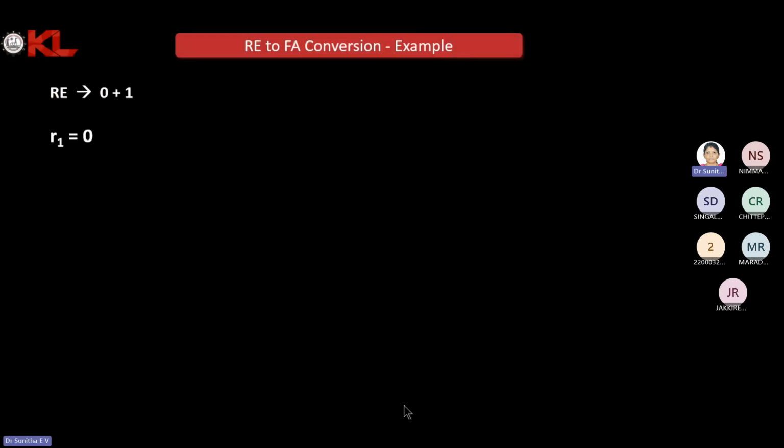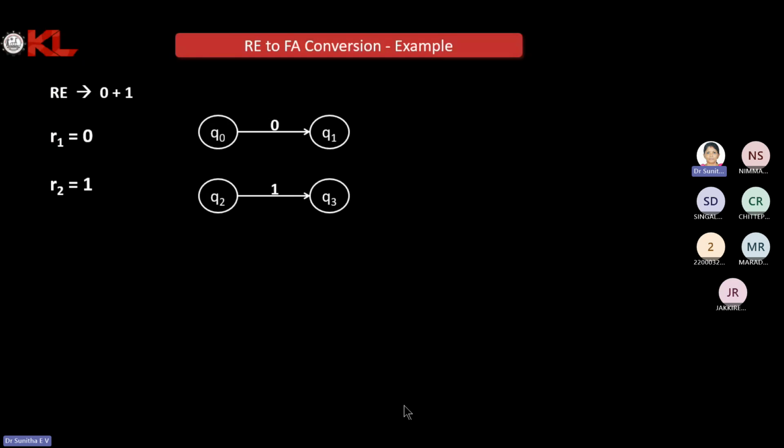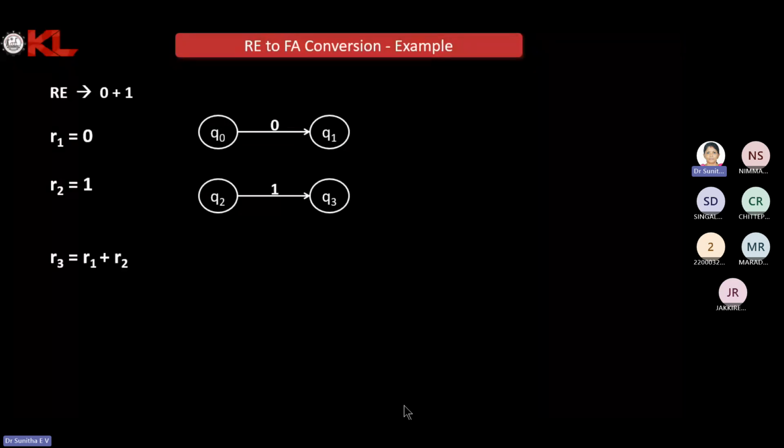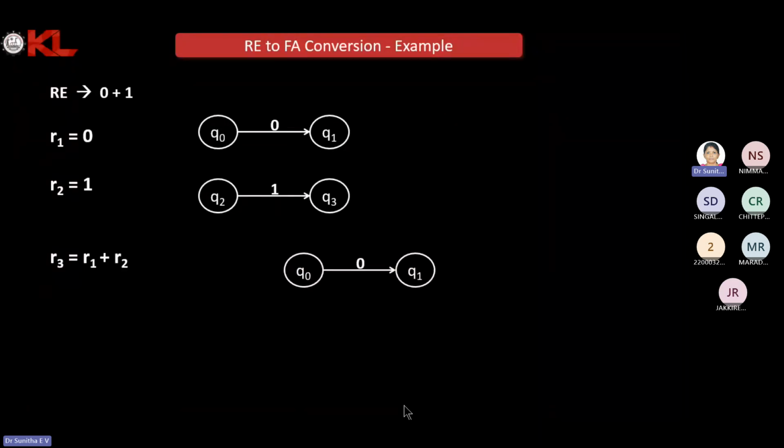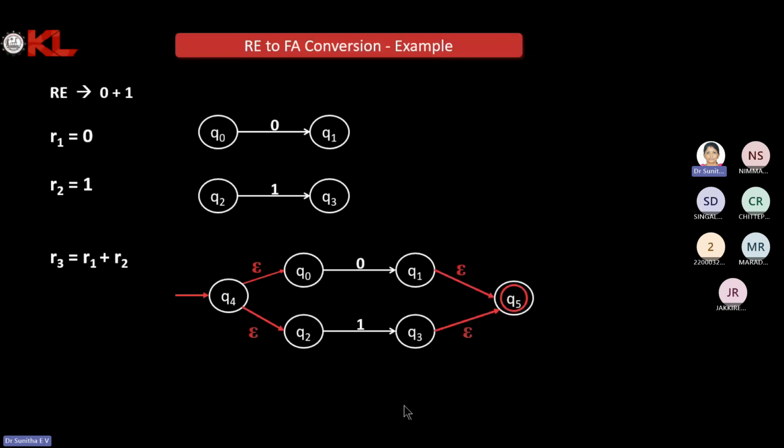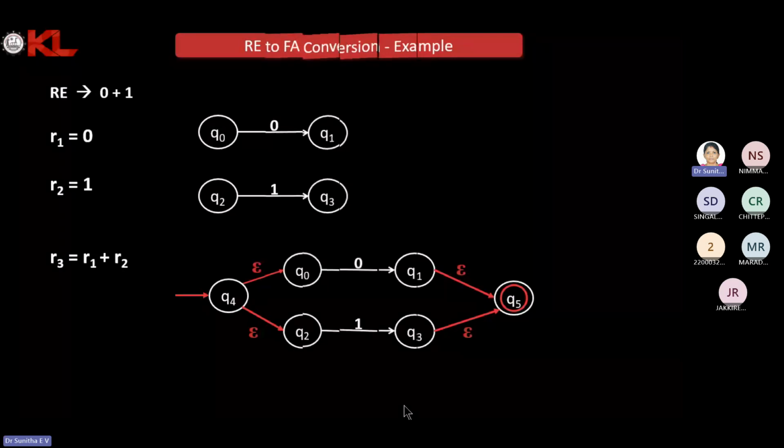Then 0 union 1. How to represent 0 union 1? So first you have to represent 0. This is 0. Then you represent 1. This is 1. Then 0 union 1. Okay, so for representing 0 union 1, we have to draw the machine for 0, then the machine for 1. Then introduce two new states and connect them using the epsilon transitions. That is all. It is simple. It may also be asked as a 2 marks question.